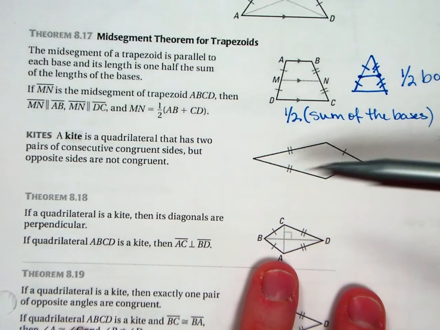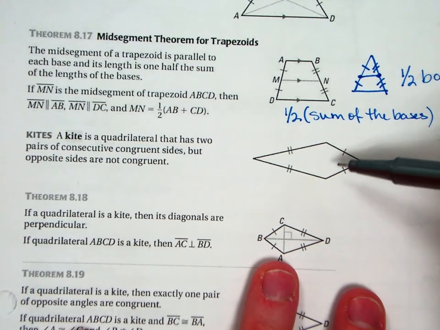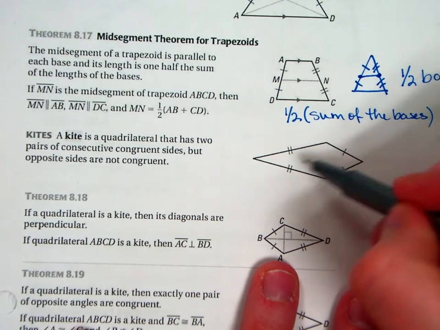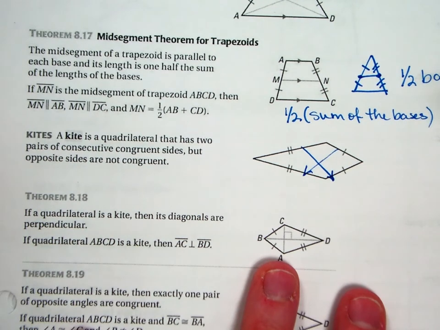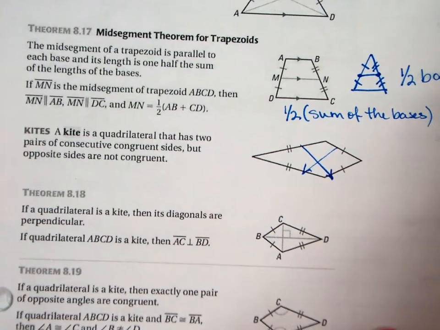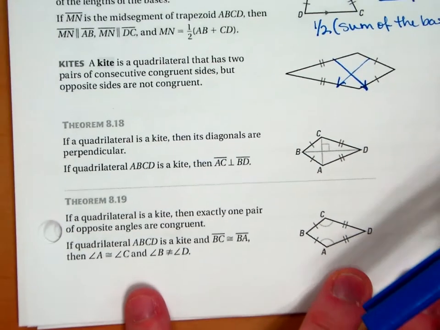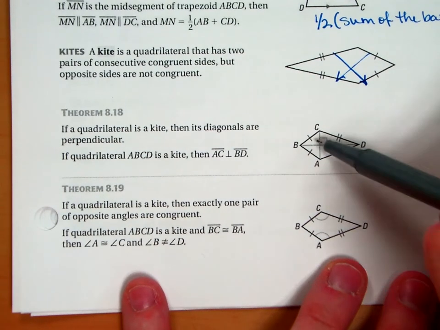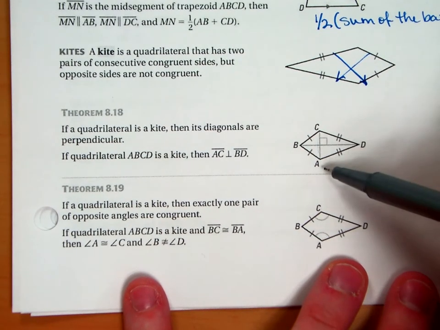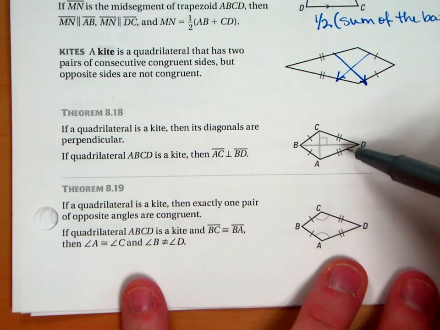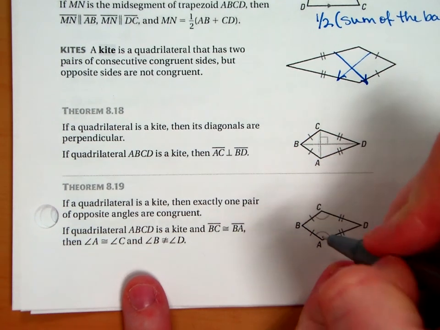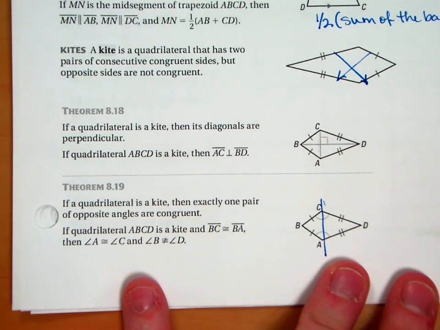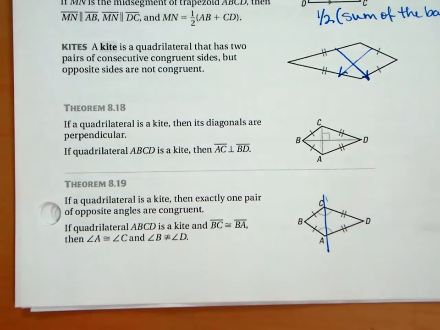So, a kite. A kite is a quadrilateral that has two pairs of congruent consecutive sides, but opposite sides are not congruent. If they were congruent, then you would be at a parallelogram, and a kite is definitely not a parallelogram. The special rules with a kite: if a quadrilateral is a kite, then its diagonals are perpendicular, so you get a bunch of right triangles. Also, it has exactly one pair of opposite angles that are congruent, and these opposite angles are between the two sets of congruent sides.